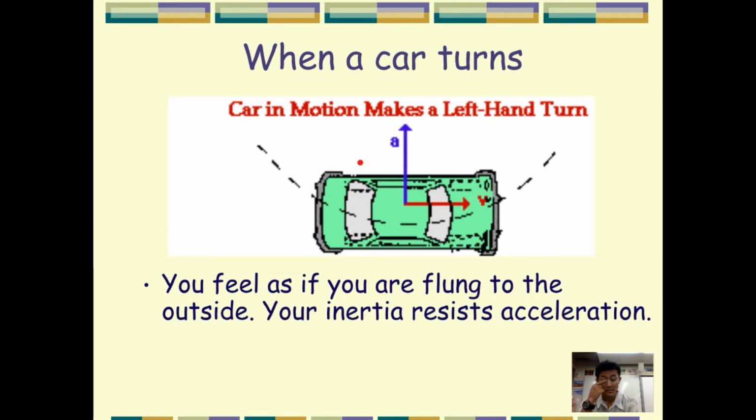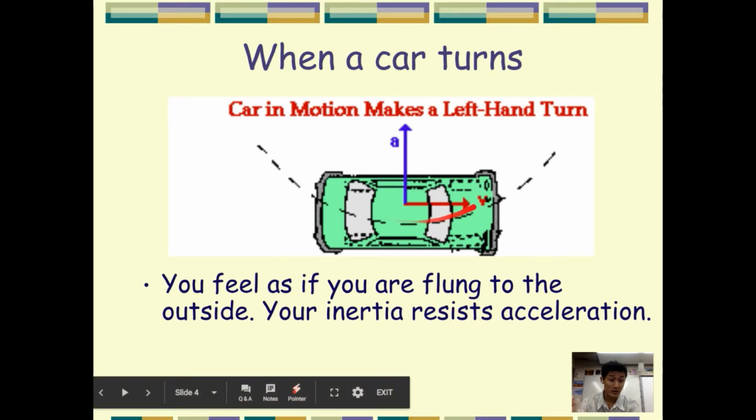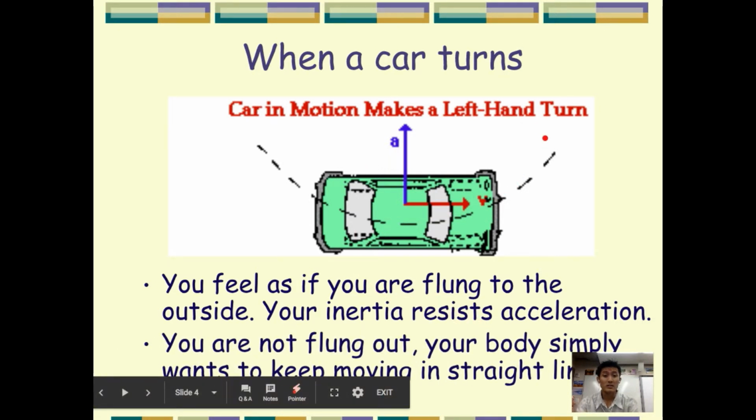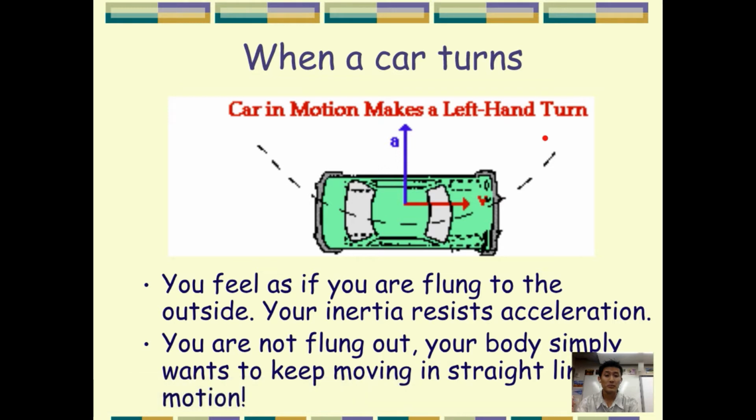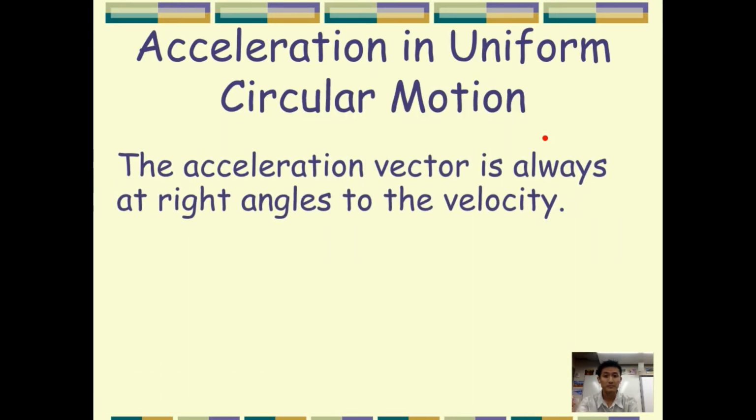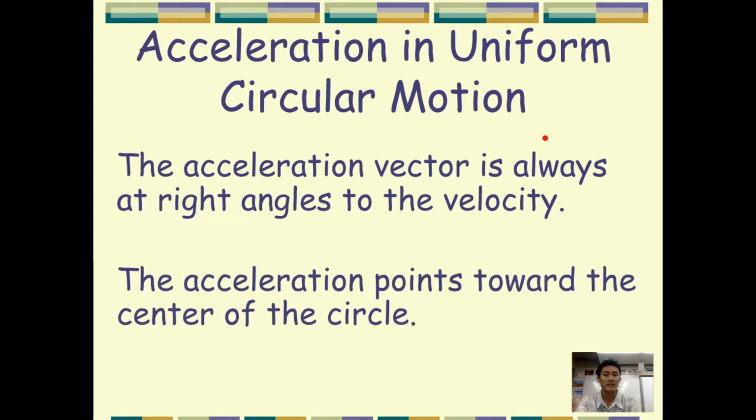Okay, so here's an example. Your inertia resists that curved acceleration, and so that's more of an application of Newton's first law rather than a force. The acceleration vector is always at right angles to the velocity. Like I said, there has to be something that's keeping you in orbit.